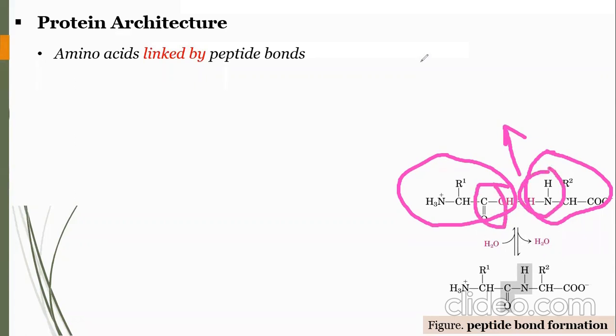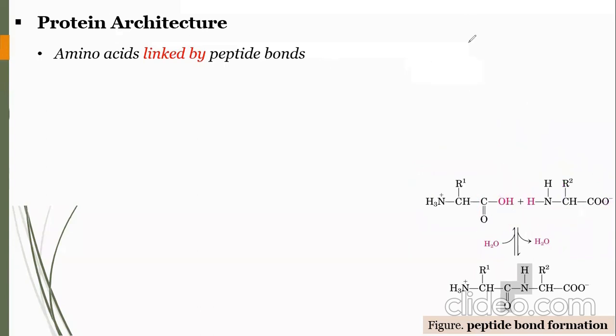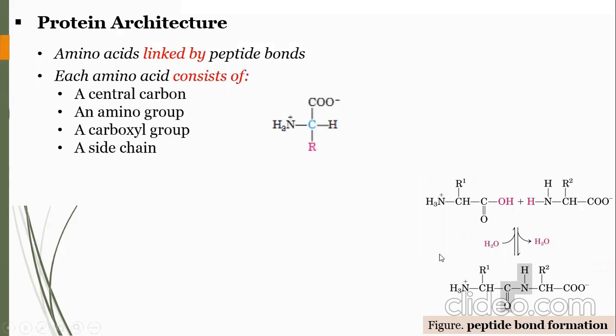So amino acids are actually linked together by a peptide bond. This bond will be called a peptide bond. And each amino acid, as you know, will have a central carbon. This is the central carbon, you can see, along with an amino group, a carboxyl group, and a side chain. This carbon will be called a chiral carbon because it has four different groups attached to it.